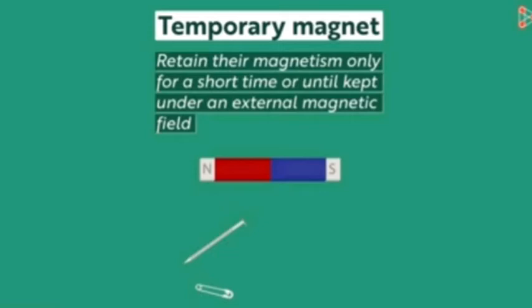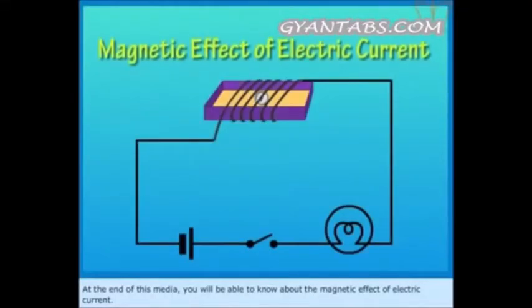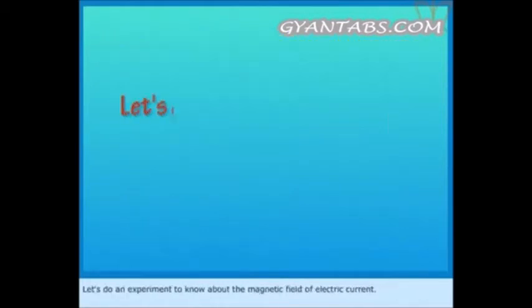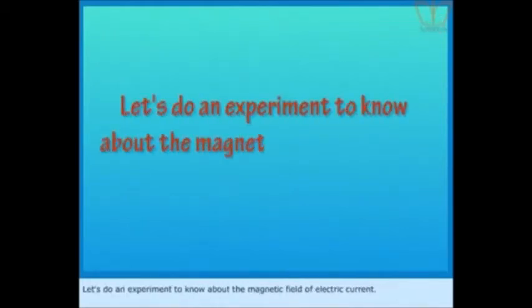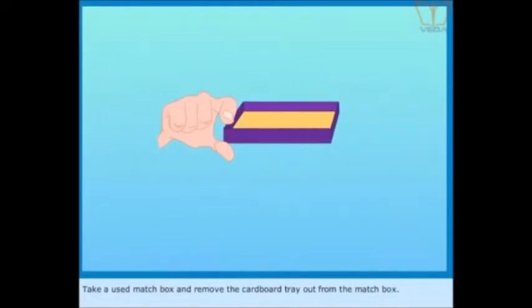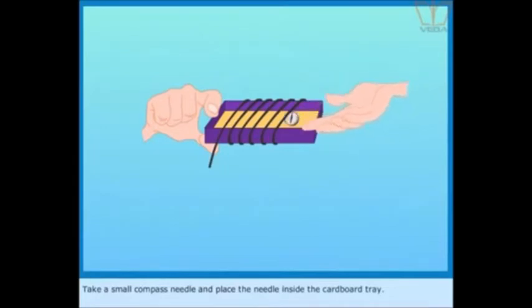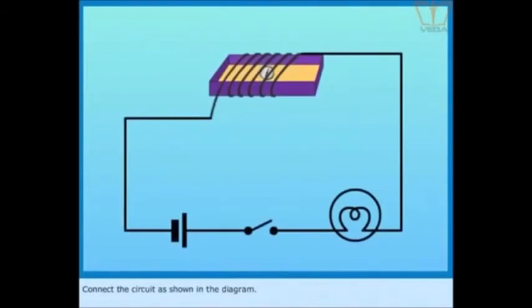So we will understand this topic with the help of a simple experiment. At the end of this media, you will be able to know about the magnetic effect of electric current. Let's do an experiment to know about the magnetic field of electric current. Take a used matchbox and remove the cardboard tray out from the matchbox. Wrap an electric wire around the cardboard tray a few times. Take a small compass needle and place the needle inside the cardboard tray. Connect the circuit as shown in the diagram.